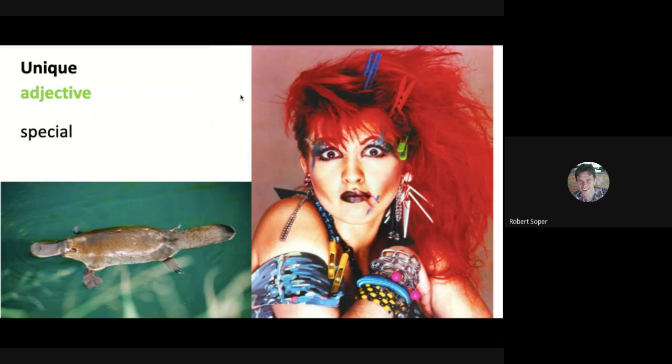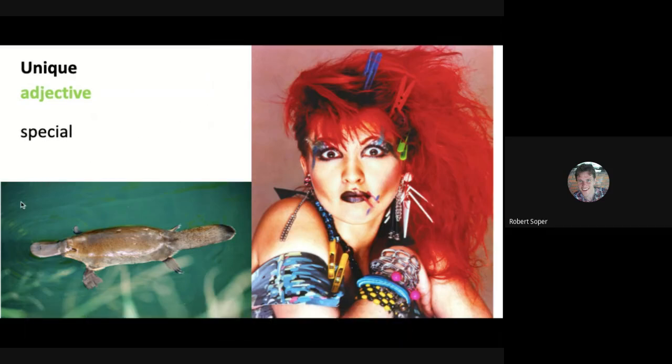So here we can look over at this image of this woman and we can describe her as unique. What makes her unique? Well, probably her fashion sense, her style. Look at her hair color, it's bright red, and if you look closely, it's got clothes pegs working as hair ties. She's got a very strange lipstick. So this is a very unique style.